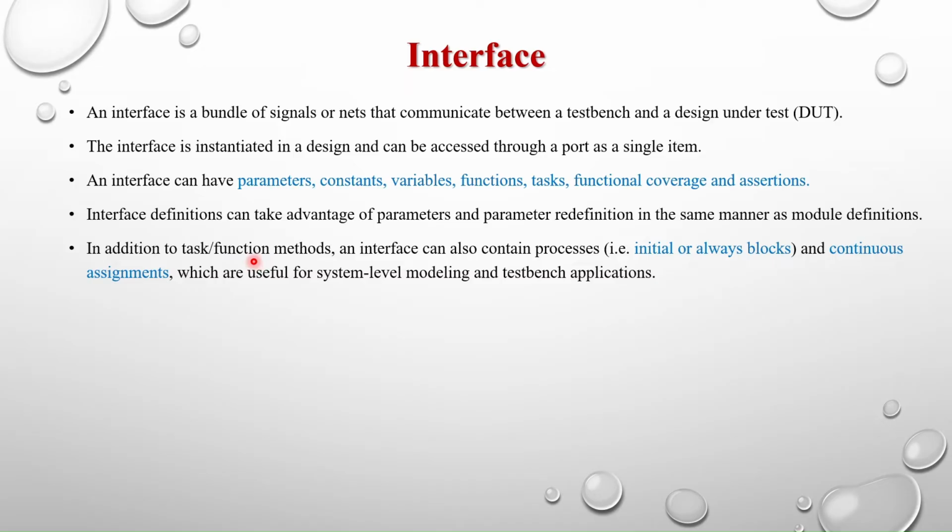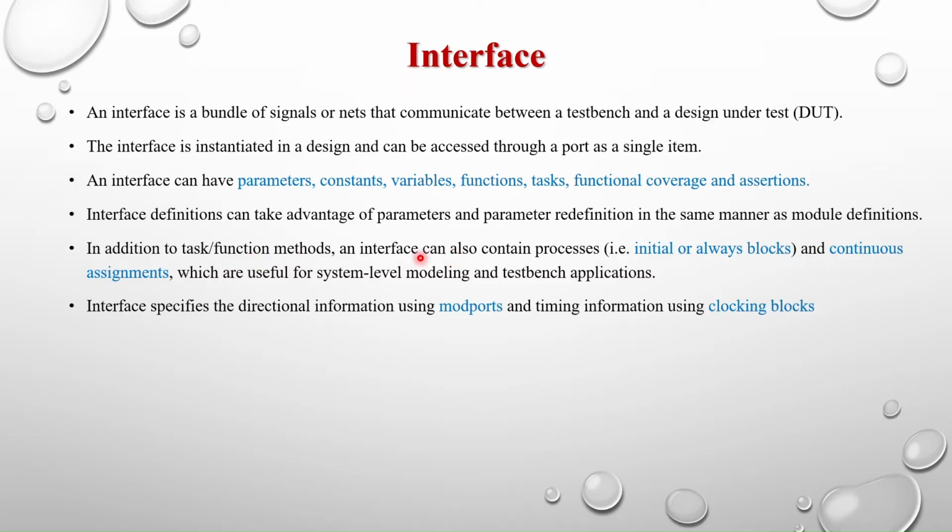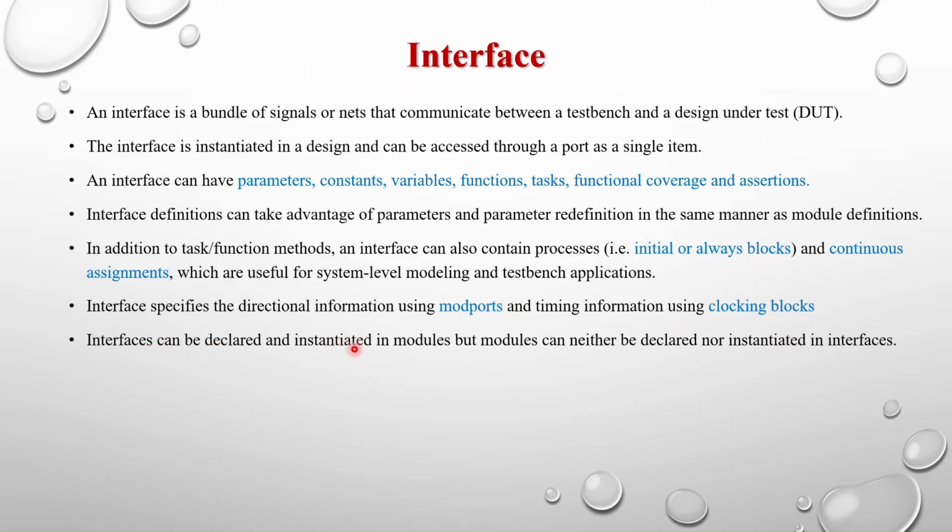This is one important point. Okay, we can use all these things in the interface. An interface specifies the directional information using mod ports and timing information using clocking blocks. Interfaces can be declared and instantiated in modules, but modules can neither be declared nor instantiated in an interface. That means we can declare and instantiate the interface inside the module, but inside the interface we cannot instantiate or declare the modules. Okay, this is one thing. An interface can be instantiated hierarchically like a module with or without ports. That means inside the interface we can have another interface and we can instantiate it hierarchically like a module.